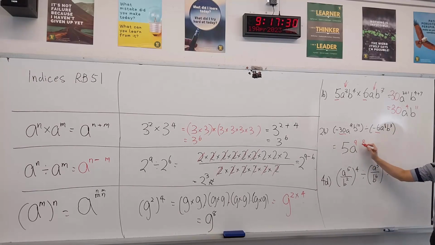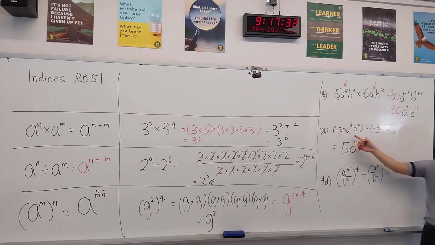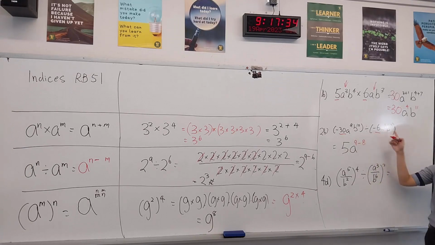9 minus 8 because it's divide, right? The A and the A divide. But the B and the B also divide. So what do I get for the B? 10? No, not over. The power, you change already, you use the law already. Minus 3.